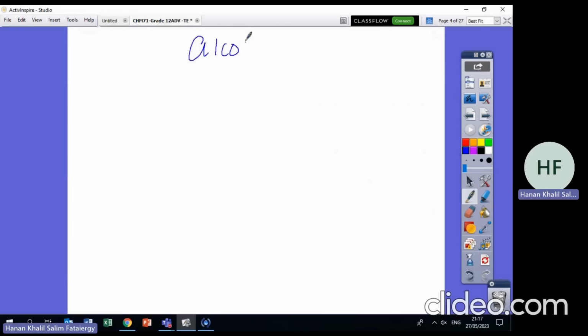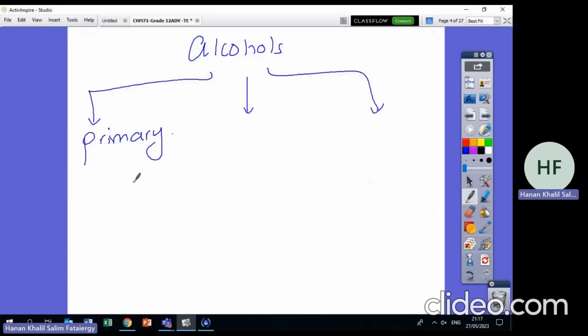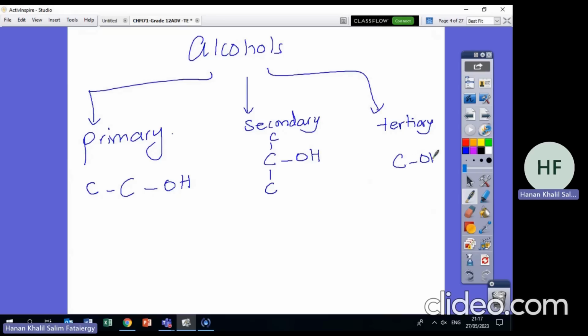Okay, now we said alcohols are 3 types. We have the primary, the secondary, and the tertiary. In case of primary alcohol, you will see that the C bonded to the OH is bonded to 1 C only. In case of secondary alcohol, the C bonded to the OH is bonded to 2 C's. In case of tertiary alcohol, the C bonded to the OH is bonded to 3 C's. Okay? Now here you could have more C's, you could have a long chain. It doesn't matter. What matters is that the carbon that is bonded to the OH is bonded to 1 C.